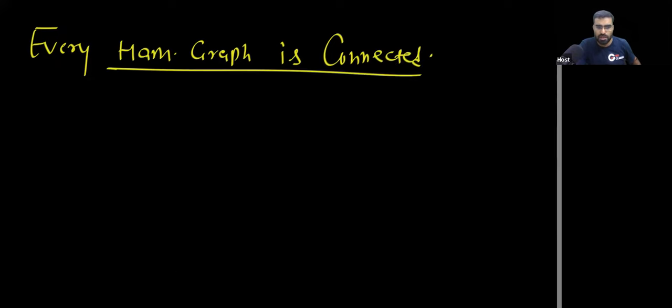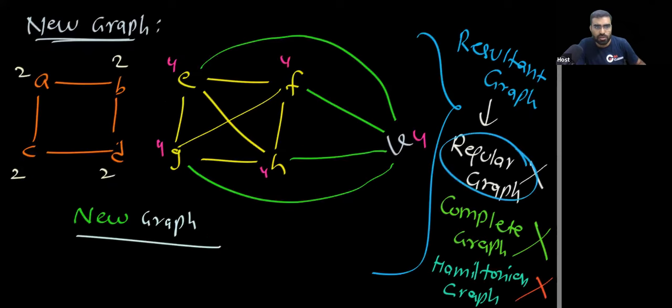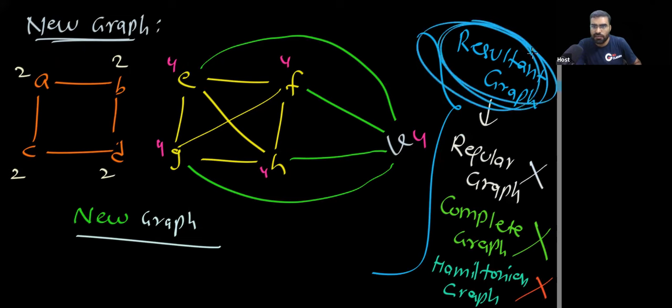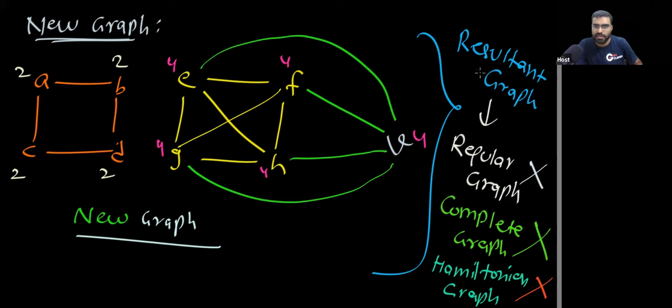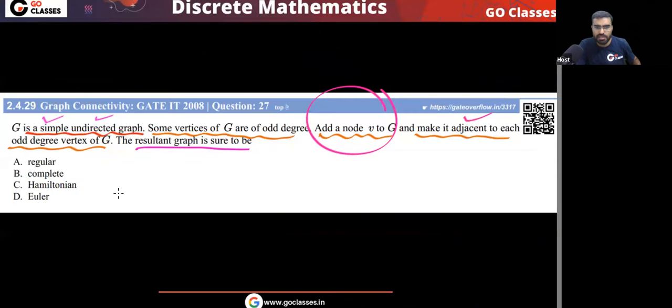Okay, so tell me, what can you say about the resultant graph? You cannot say it is regular. You cannot say it is complete. You cannot say it is Hamiltonian. You cannot say it is Euler. So for this question, the answer will be: no option matches. There is no option that matches.